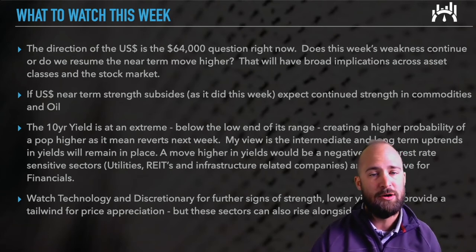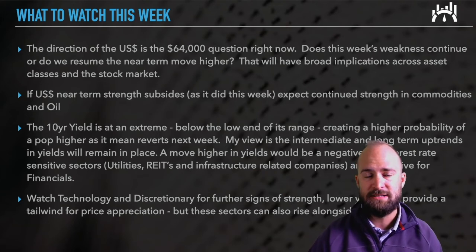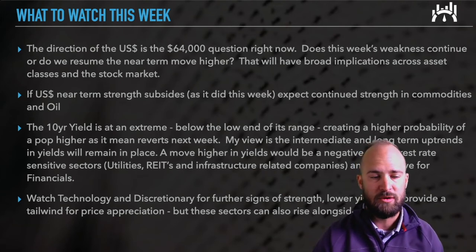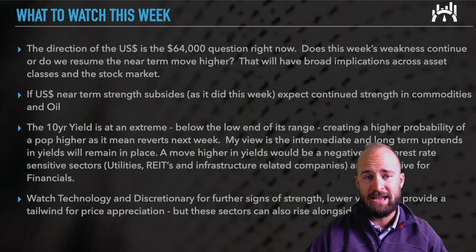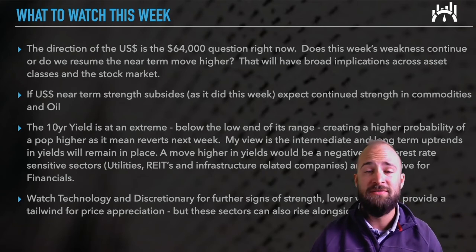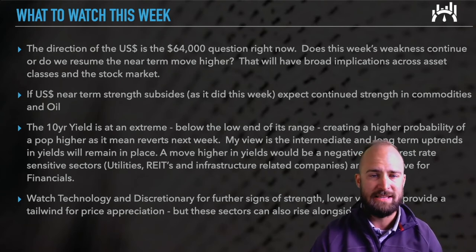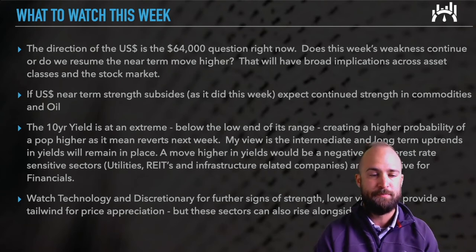So being below the low end of its range means that it's more likely in the next couple of days anyways to move higher, because it's at an extreme, right? My view is that yields are likely to edge higher in the intermediate and long term. So we're at the low end of the near term range, but I think we're going to expect a move higher and a sustained move higher as inflation continues to increase.